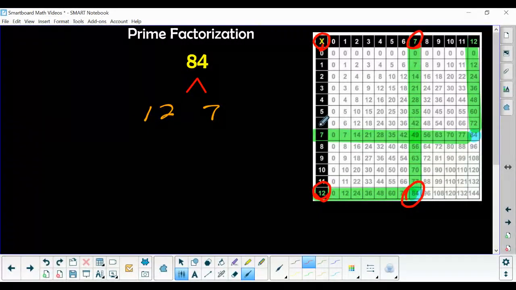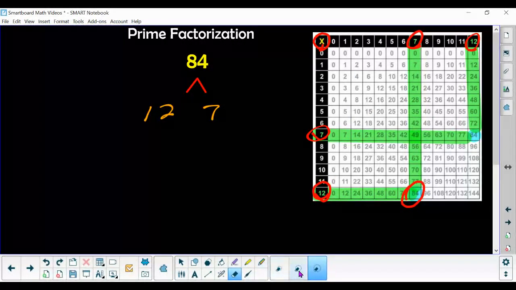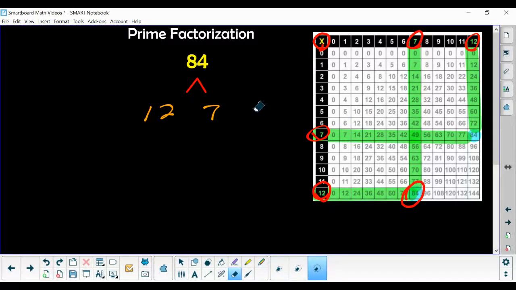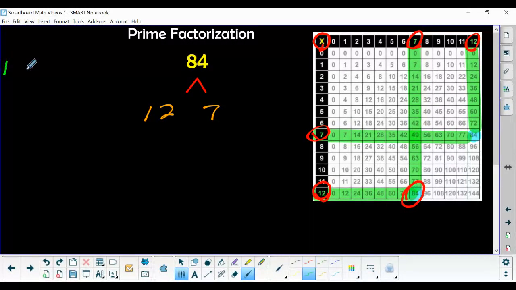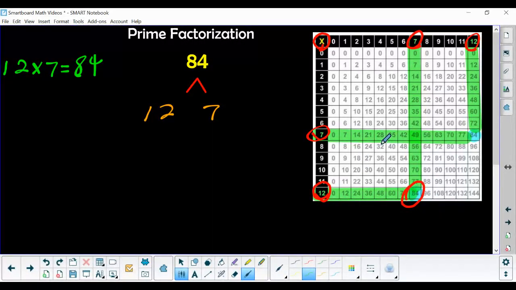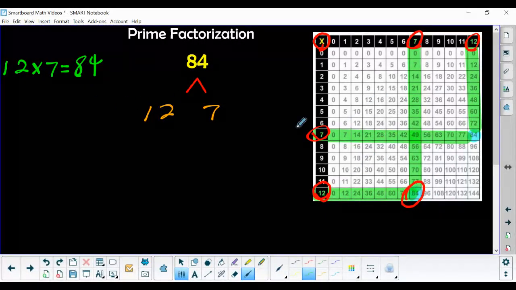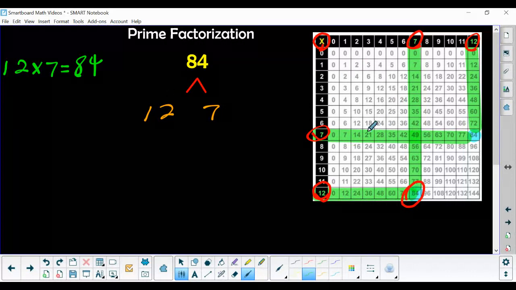Same thing for the other numbers too. Right here is 7 times 12, so it's the same thing. So if you get 12 and multiply by 7, you end up with 84. I found it out by using a multiplication chart. If you get stuck and you can't figure out what numbers to use, use your multiplication chart.